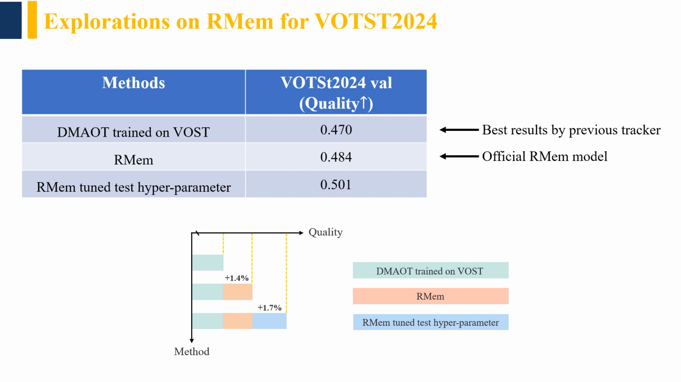We also test the newly published MEM tracker on the VOTSt 2024 validation set. Benefiting from the restricted memory bank mechanism, our MEM demonstrates its advantages in handling tracking and segmentation of objects with large transformations and easily surpasses the tuned DMAOT, obtaining a quality score of 0.484. After tuning the test hyperparameters, the quality score improved to 0.501.